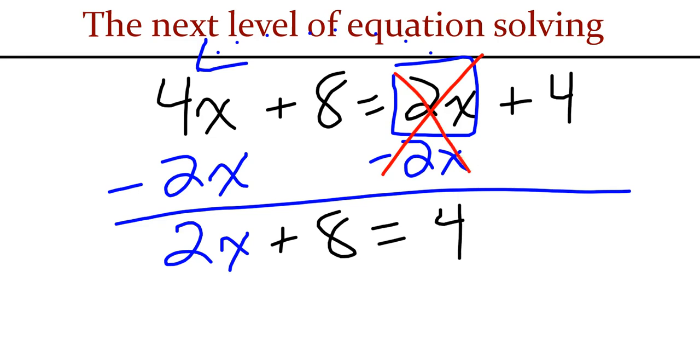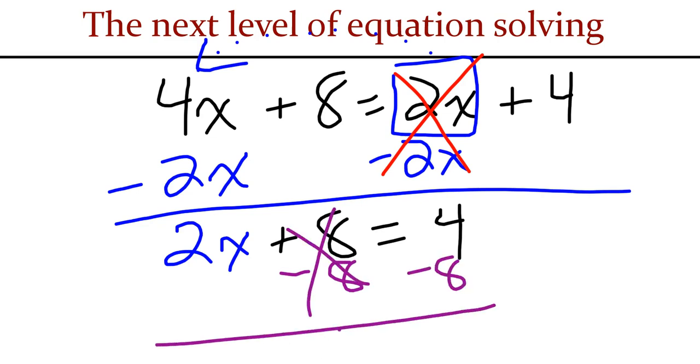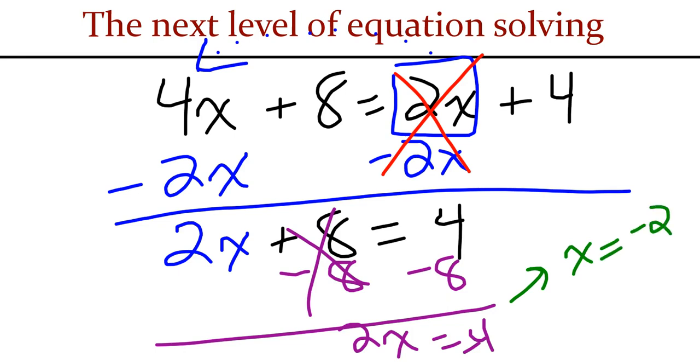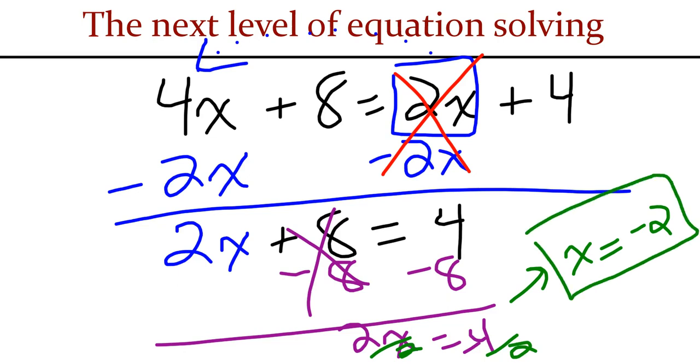Now we can take 8 away from both sides. This is a familiar process that we've seen before. Get 2x is equal to negative 4, and then divide by 2. I'm not going to show it here because I'm running out of space on the bottom, to get x equals negative 2. But in order to do that, all we would have to do is just divide by 2 on both sides and get x equals negative 2.